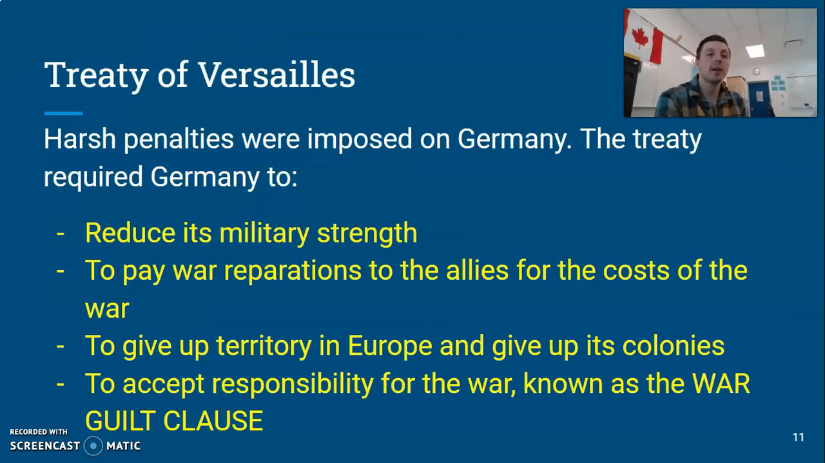The Treaty of Versailles was not very kind to Germany. The treaty required Germany to reduce its military, so it had to get a smaller military. It had to pay war reparations to the Allies for the cost of the war. That means they basically had to pay money to France and England for how much money the war cost. They had to give up territory in Europe, and they had to give up its colonies in Africa. They also had to accept responsibility for the war, known as the War Guilt Clause.